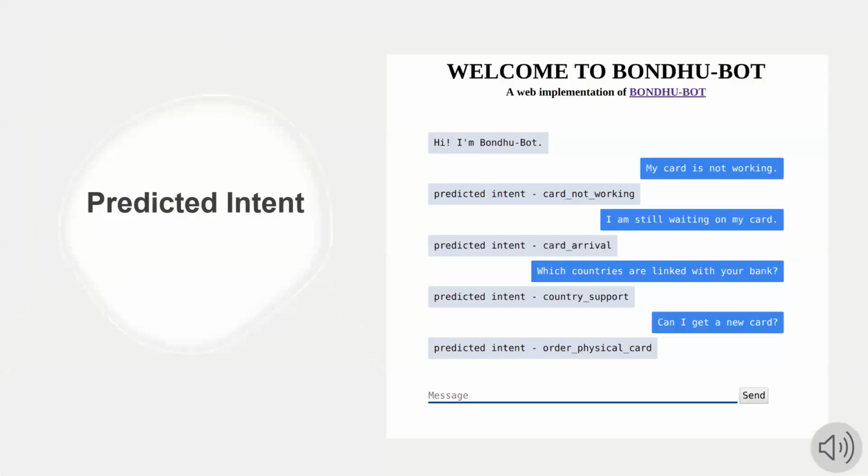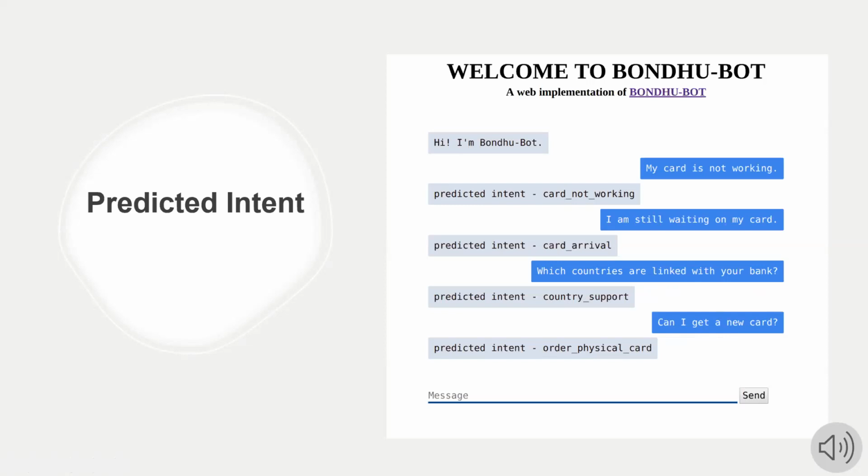And we have also tested the intent. Since it was a banking dataset, we tried to use some banking-related text. For example, the second text, "I'm still waiting on my card," the predicted intent is card arrival. Then "Which countries are linked with your bank?" This says country support. And again, "Can I get a new card?" This predicts the intent order physical card. So our intents were predicted accurately.